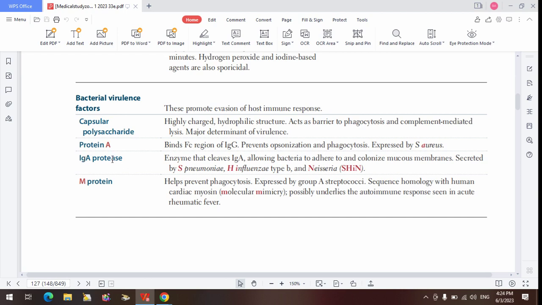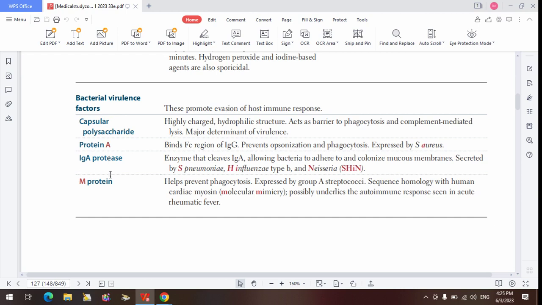So because of the expression of protein A, we cannot achieve that opsonization and phagocytosis. Why? Because protein A will come and bind to the FC region of the IgG, where our complement or our phagocyte is supposed to bind. So in the process, you cannot achieve opsonization. And if you don't achieve opsonization, you cannot mediate phagocytosis, because there's no place for the phagocyte to bind. So that's how Staph aureus protects itself, by expressing protein A that binds to the FC region of immunoglobulin G so that the phagocyte cannot bind to it and cause opsonization and phagocytosis.